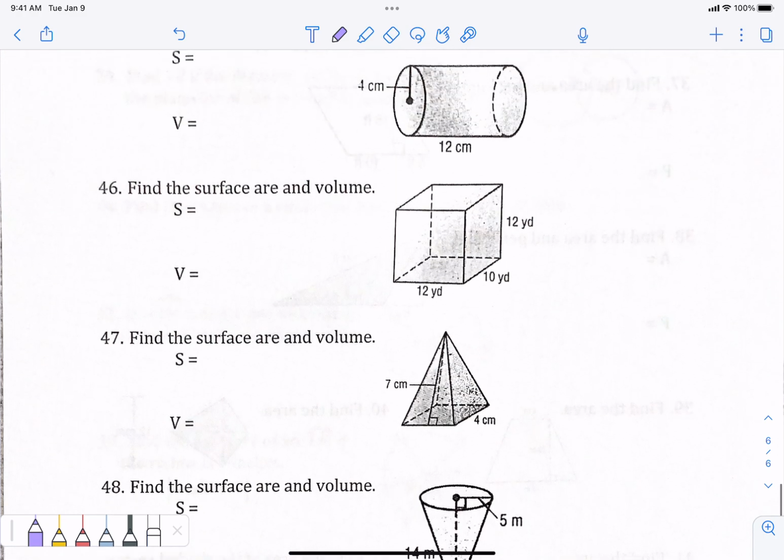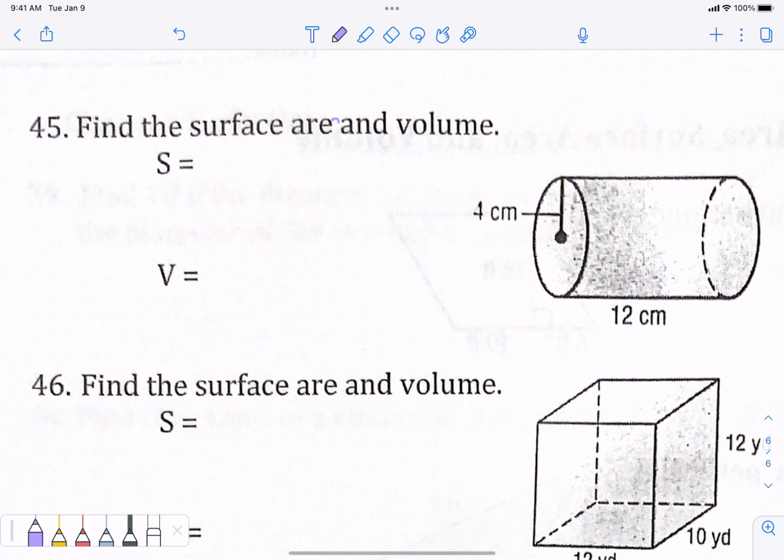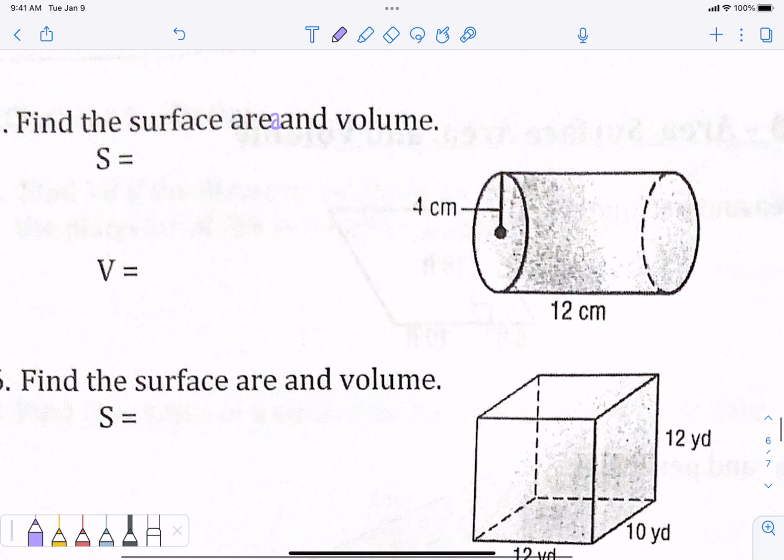All right. Last 6 problems. Surface area and volume. And there's a typo. It should say area instead of R. Surface area of a cylinder is what this one is.